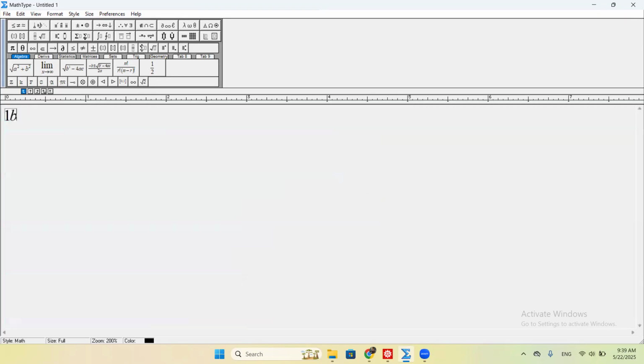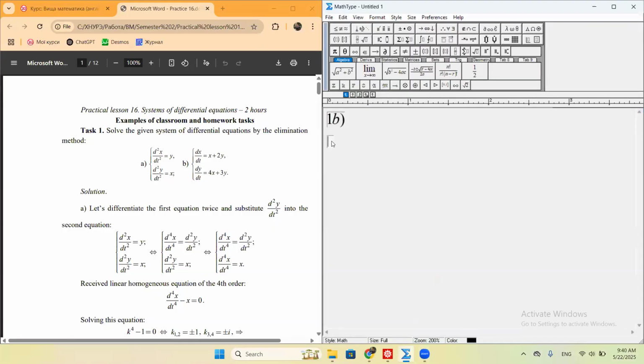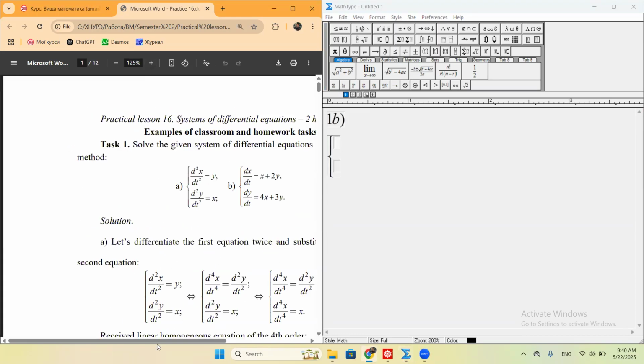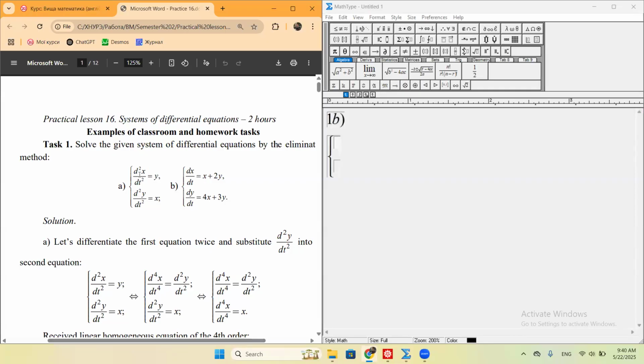Let's solve 1b. So one more example for the elimination method. By the way, this system had the fourth order because the sum of the highest orders of derivatives equals 4. So second derivative, and if we sum the orders, we will receive 4. And here we have the second order of the system because the sum of derivatives' orders is 2. Let me remind you of such theoretical information.